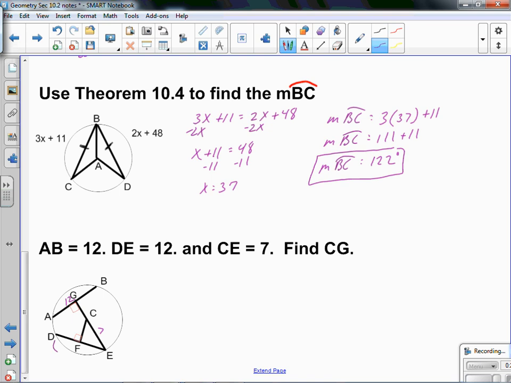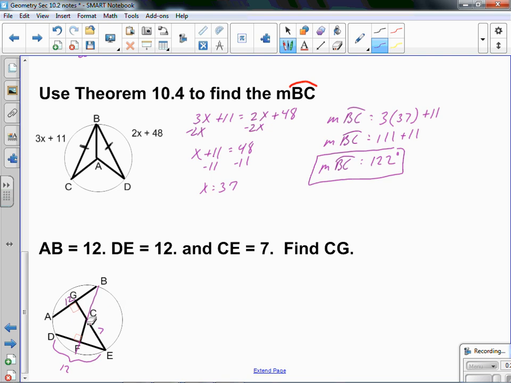Alright, so since we know that DE is 12, and this segment right here, CF, is coming from the center of the circle, if we extended that line, that would make it a diameter, right? Since it goes to the center.